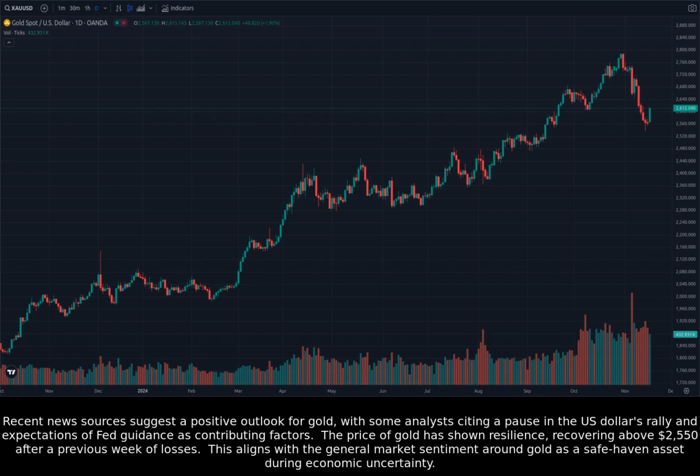The price of gold has shown resilience, recovering above $2,550 after a previous week of losses. This aligns with the general market sentiment around gold as a safe haven asset during economic uncertainty.